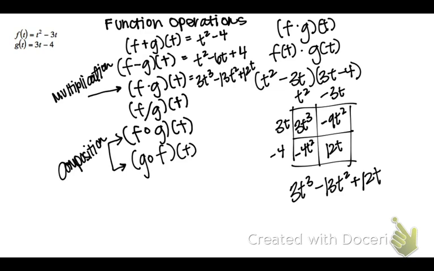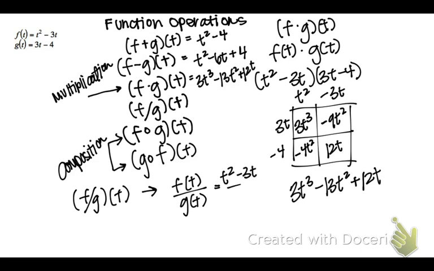Okay, not too bad. If you're dividing, so if we have f divided by g of t, that's the same as f of t divided by g of t. These ones are actually super easy. f of t is t squared minus 3t. g of t is 3t minus 4. That's all you need to do. Don't actually divide it; you could just leave it right there. So this is t squared minus 3t over 3t minus 4.